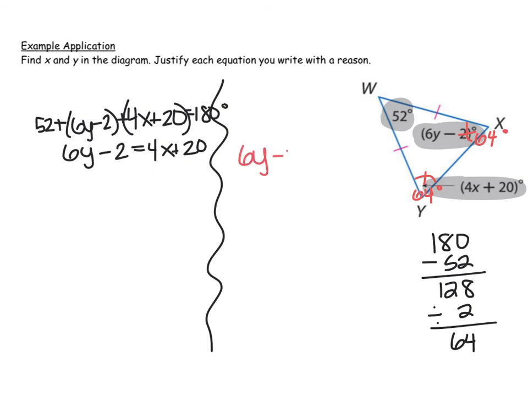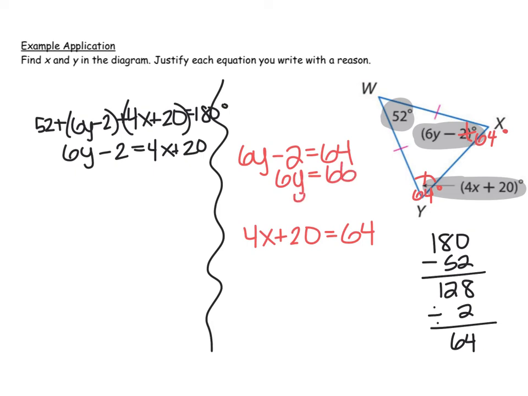I know that 6y minus 2 equals 64, and I also know that 4x plus 20 equals 64. And when I solve each of these, let's see, I get 6y equals 66, adding 2 to each side. Divide by 6, I get y is 11. And for x, I'm going to subtract 20 from both sides to get 4x is 44, and then divide both sides by 4 to get that x is also 11.